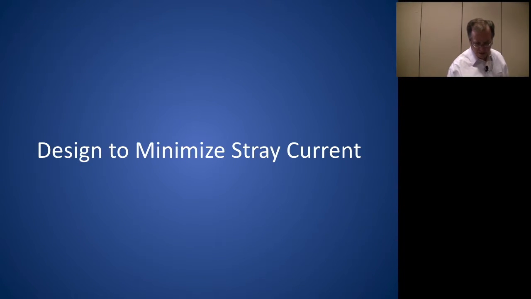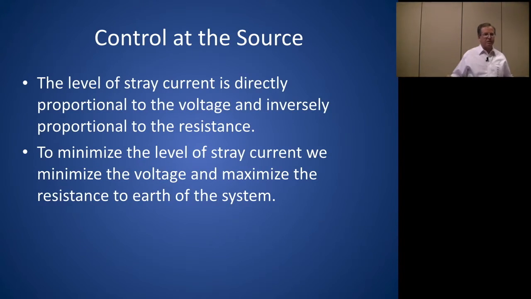Okay, so we're going to get into how we, at a transit system, try to design to minimize and manage the stray current. That's really where we're going to spend some time here. The approach is to control at the source. We don't want stray currents getting out. Like I said, it corrodes the bottom of the rails. It affects our structures first, so it's in our best interest to minimize it.